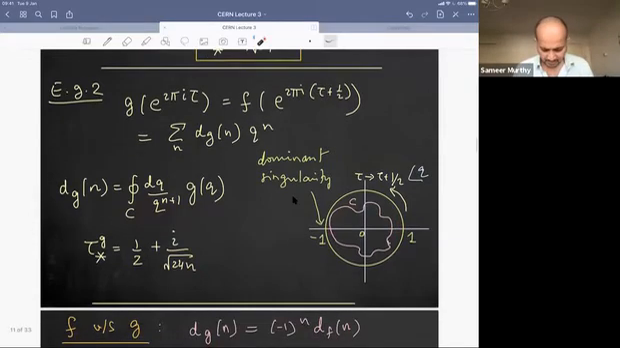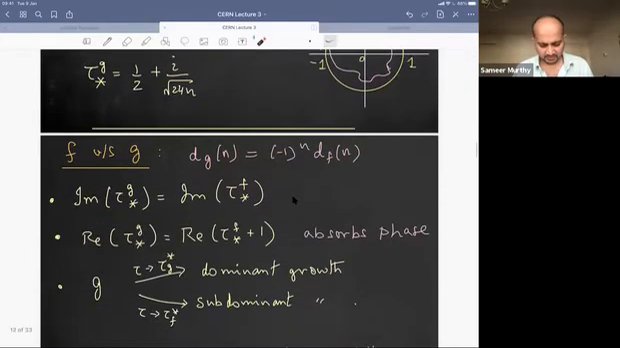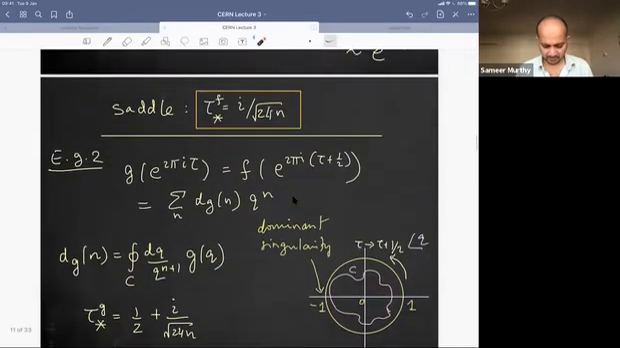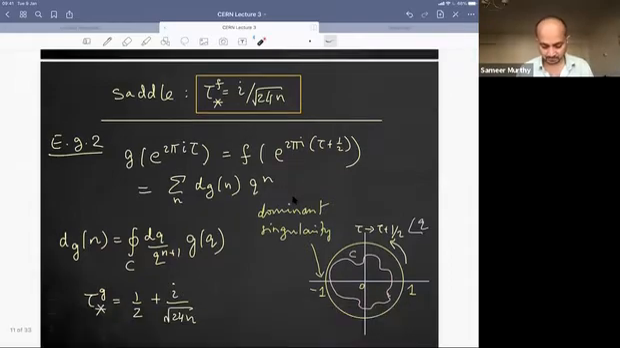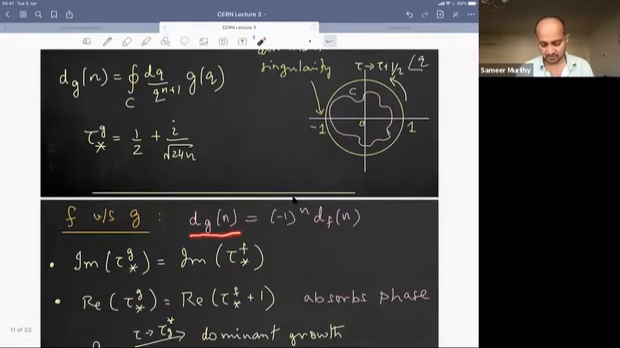Okay. Now let's compare. So let's contrast f versus g. So from the definition, notice that because you just shift tau to tau plus half in the Fourier coefficient, it means that you pick up a factor of -1 to the n. So the Fourier coefficients of g are just -1 to the n times the Fourier coefficients of f. In magnitude, they're the same. They're just some overall phases.